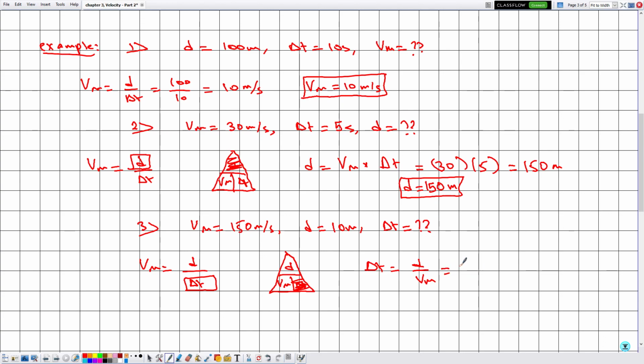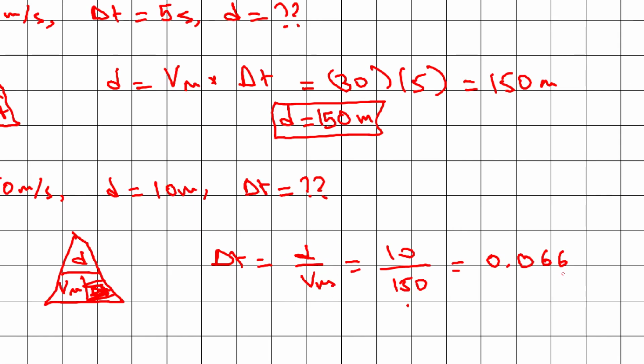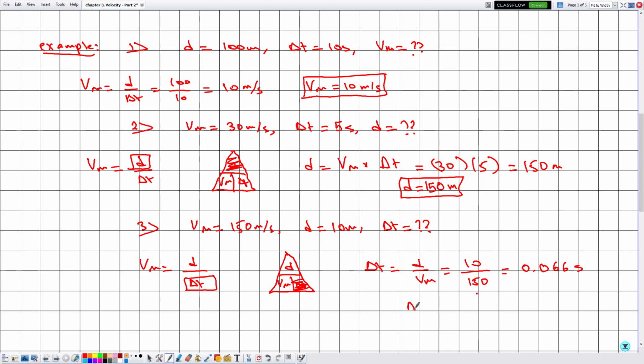Now the value of d is given by 10, the value of Vm is given by 150. Plugging this fraction on the calculator, then the value of delta t is given by 0.066. Now since d and Vm are expressed in the SI, which is meters and meters per second, the value of delta t will be expressed in seconds. Then delta t is equal to 0.066 seconds.